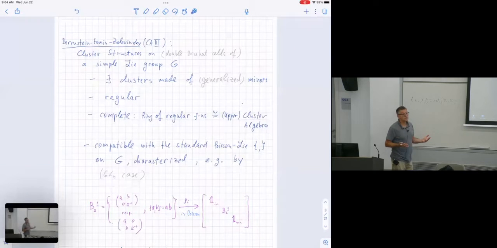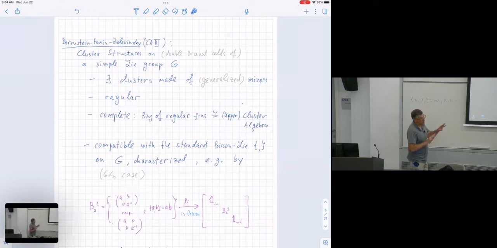And so what are these coordinate systems we're talking about? Well, the coordinate systems, these charts, which we'll call clusters, are made of very nice functions. Many of them are just made out of minors if we're talking about GL_N, or generalized minors if we're talking about other simple Lie groups. So all coordinates that we obtain in this way are regular functions on our group. And so this cluster structure is complete. I will give a detailed example in the next slide.